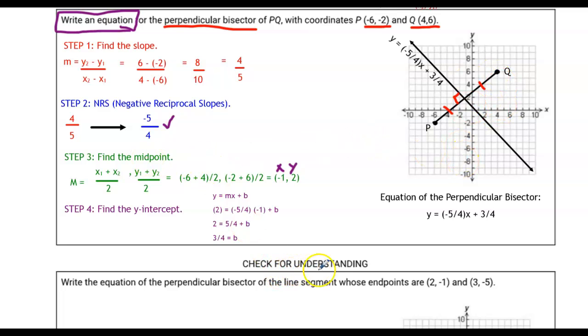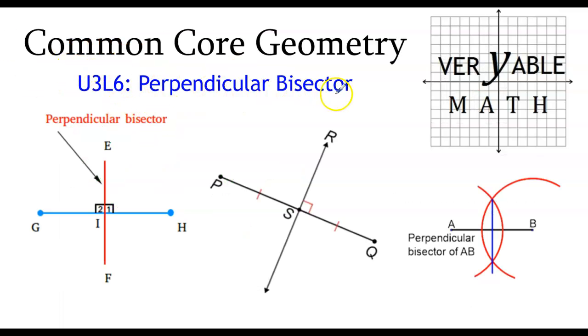All right, I would go over the check for understanding, but alas, that is for class. So we've reached the end of the video about perpendicular bisectors. Again, this was Unit 3, Lesson 6 on perpendicular bisectors, which are lines or line segments or rays that split a line segment in half and intersect it at a right angle.